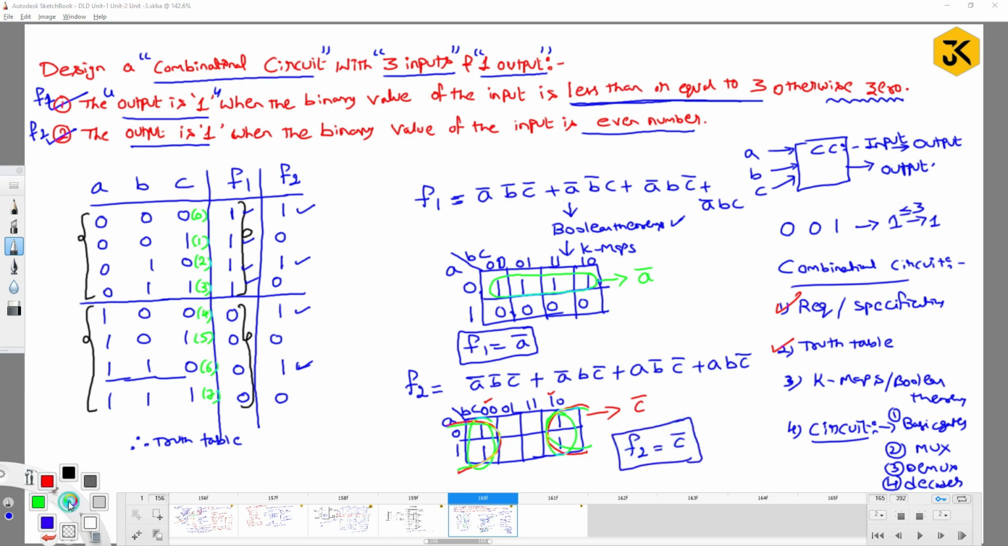A C bar, right? If you observe here, whatever the input at the C level, it's going to get its complement. 0 means it is 1, 1 means 0, 0 means 1, 1 means 0. Like that here also. So F2 is simply a C complement, right? Now, are you able to construct the circuit diagram for this? Yes.